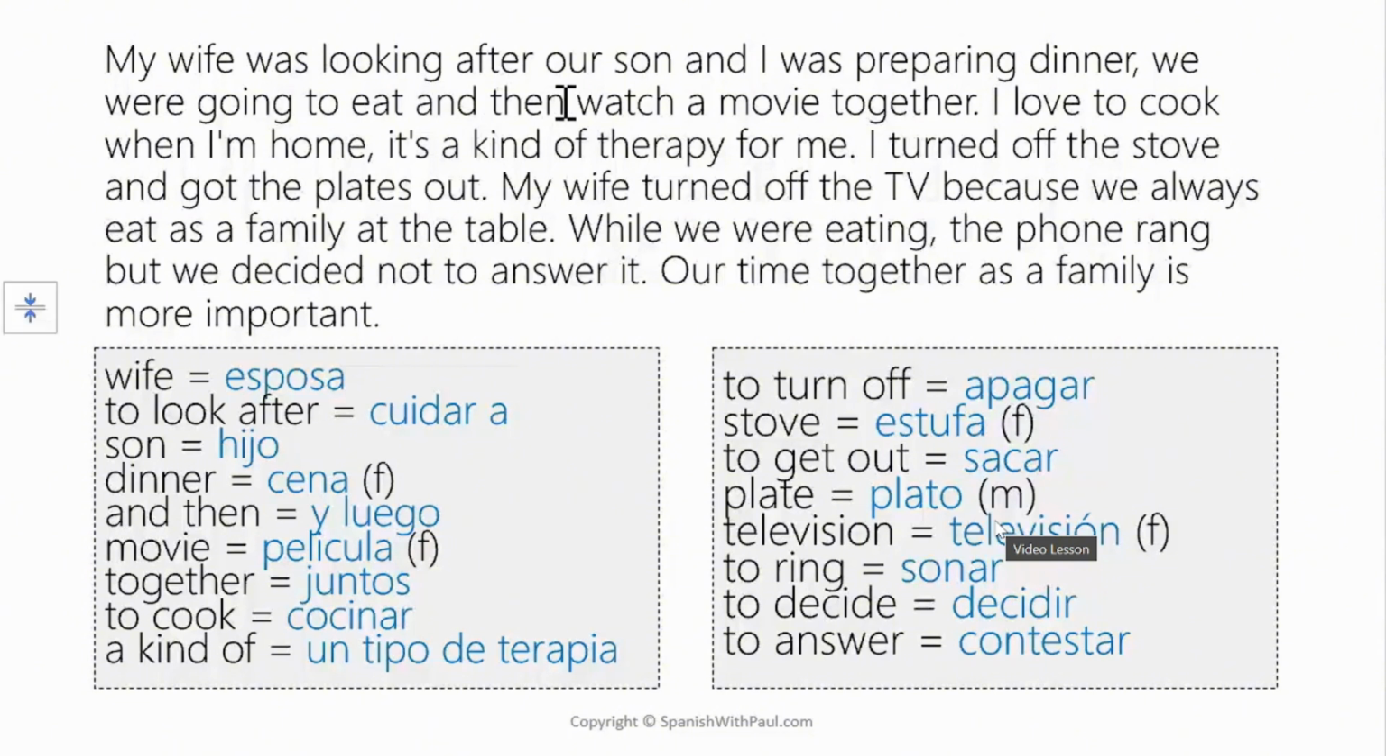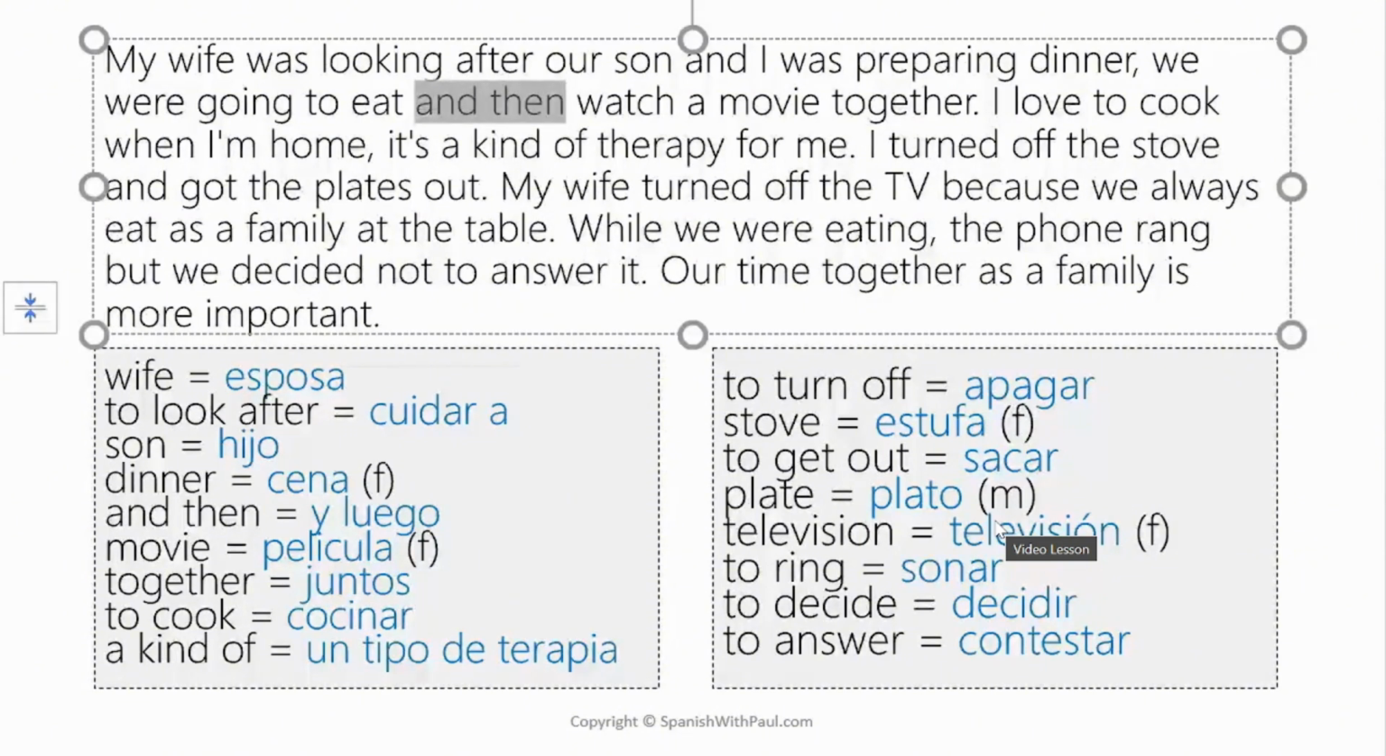Next we have this thing here of and then. In Spanish they'll say and after. So it would be y luego. And for the verb to watch, we'll simply use the verb ver, to see a movie together. The word here for together is juntos. If it was two females, it would be juntas, but because it's husband and wife, juntos. Next, the verb to cook is cocinar. And then this phrase, it's a kind of therapy for me.